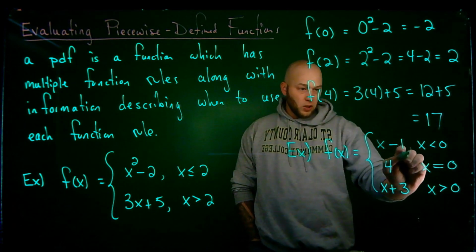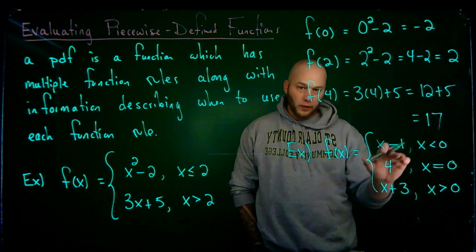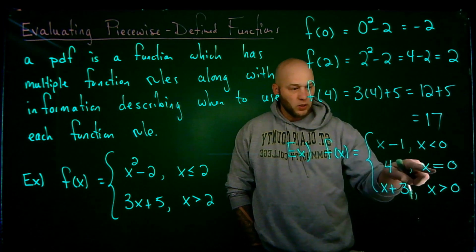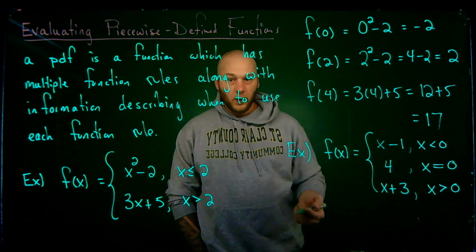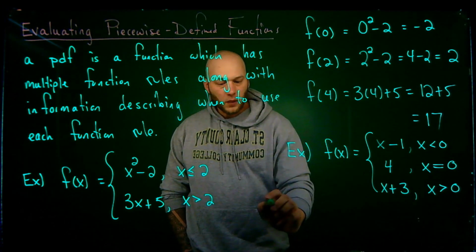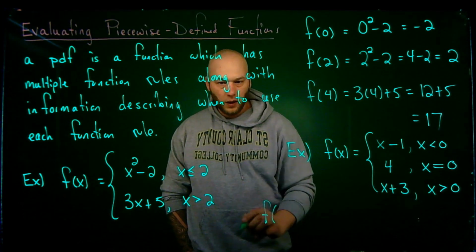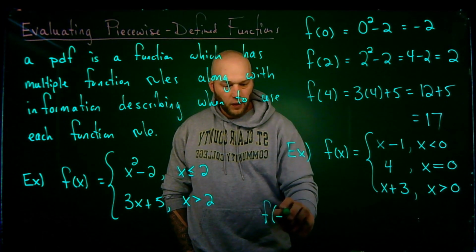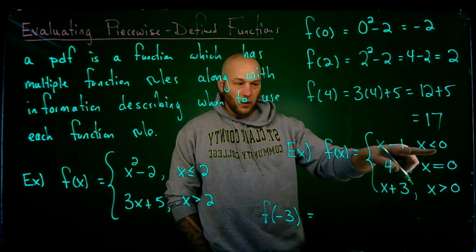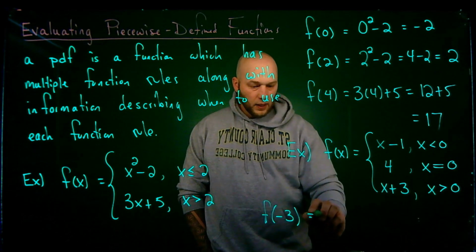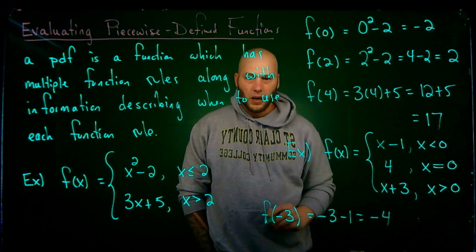The information over here describing when to use each function rule, there's no overlap between any of those, right? Negative numbers, 0, and positive numbers. And therefore, we can evaluate this with any real number. Let's go ahead and evaluate a few. F of, let's say, -3. -3, of course, is less than 0. Therefore, I use the first function rule, giving me -3 minus 1, which, of course, is -4.